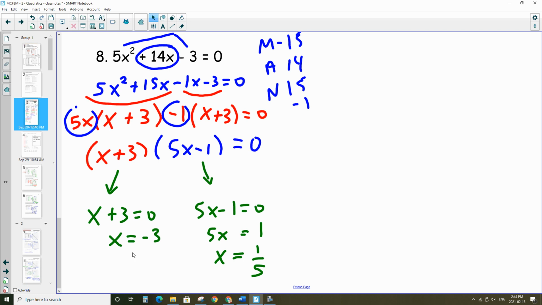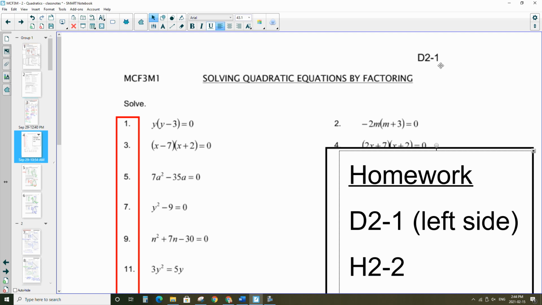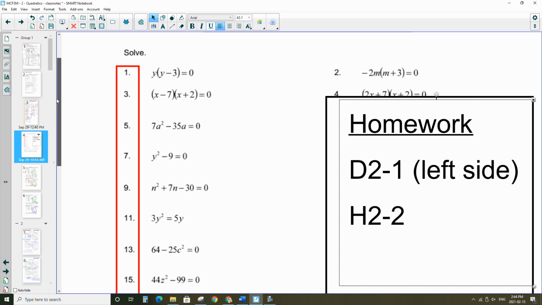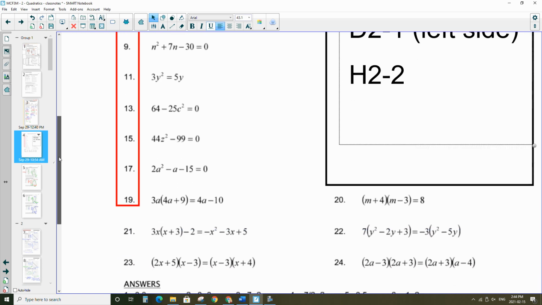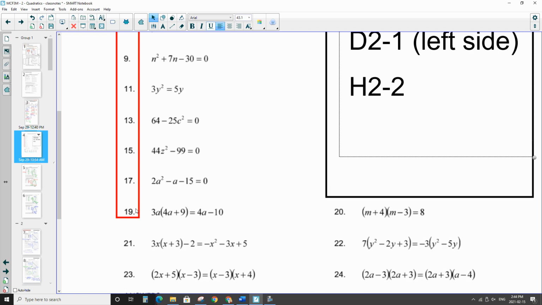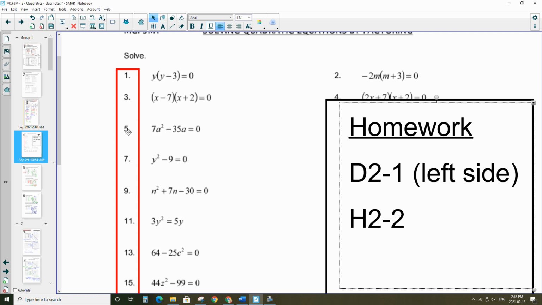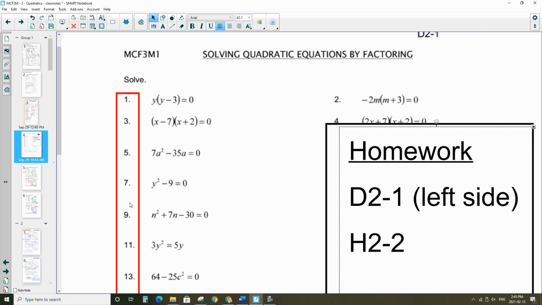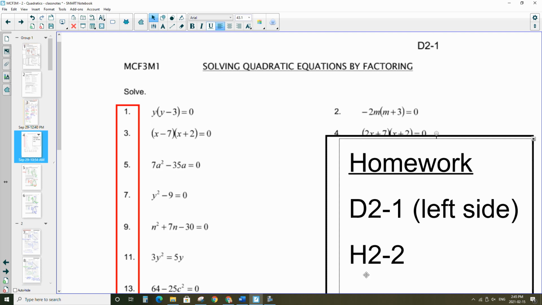So those are all of your examples, so you should have some of those in your notes to refer to when you are working on the second part of the homework, which is going to be handout 2-1, and you're doing the left-hand side. You're going to be solving numbers 1 through 19, just every second question. You don't have to do the even numbers on the right-hand side. So try those. I think there's 10: 1, 2, 3, 4, 5, 6, 7, 8, 9, 10. Yes, so you're doing 10 questions. So hand that in. And then also the 2 word problems on handout 2-2.